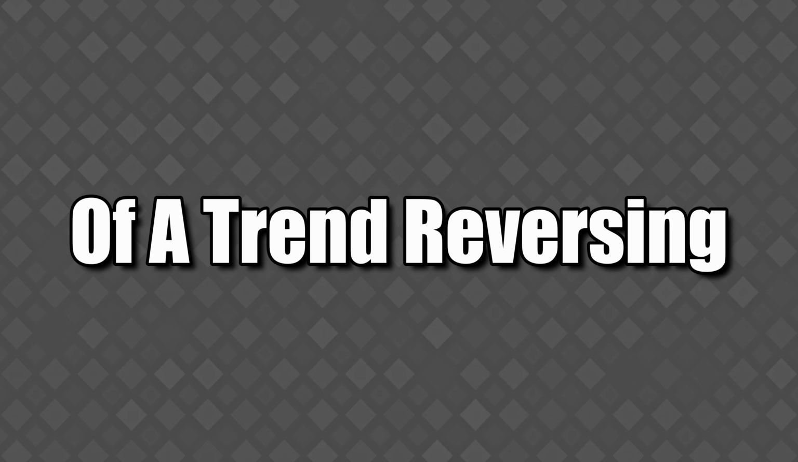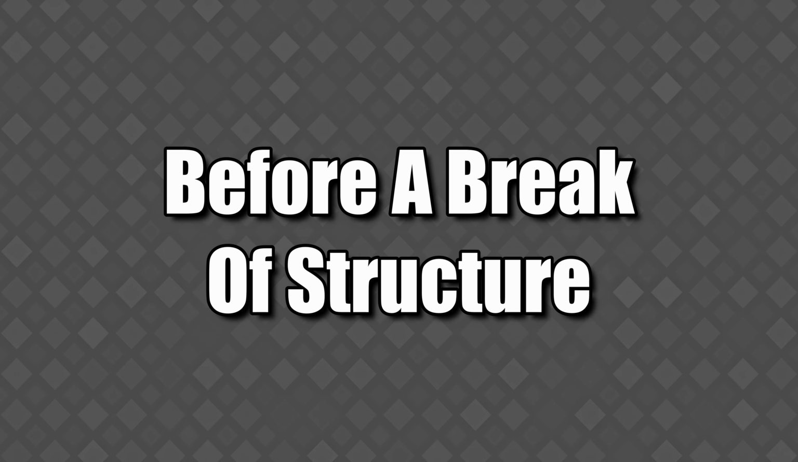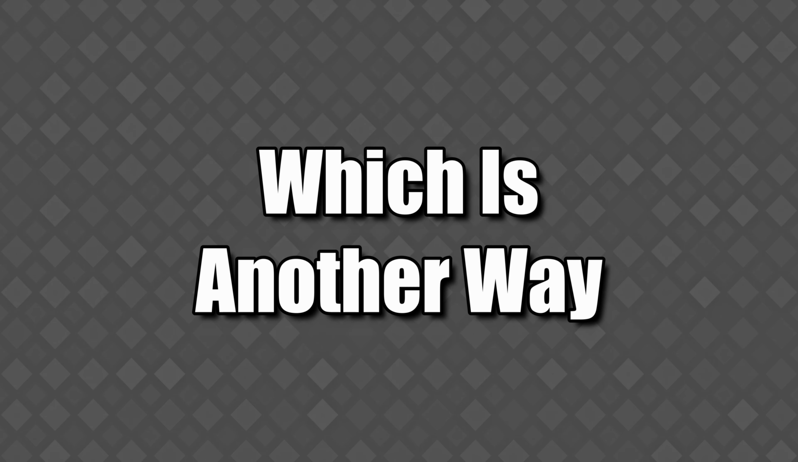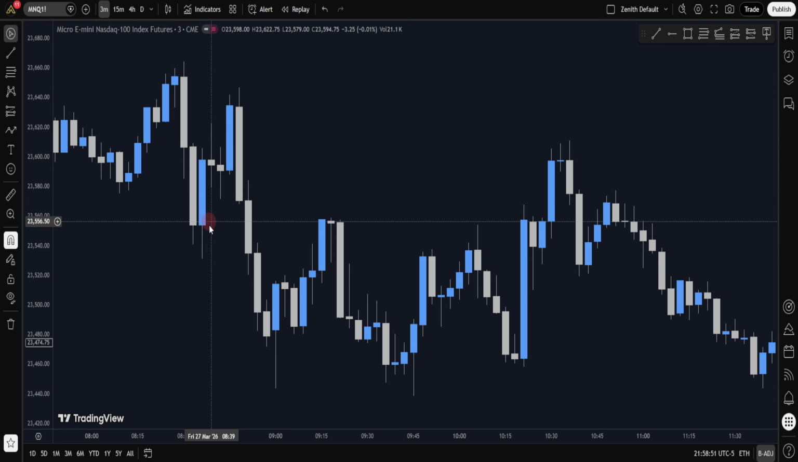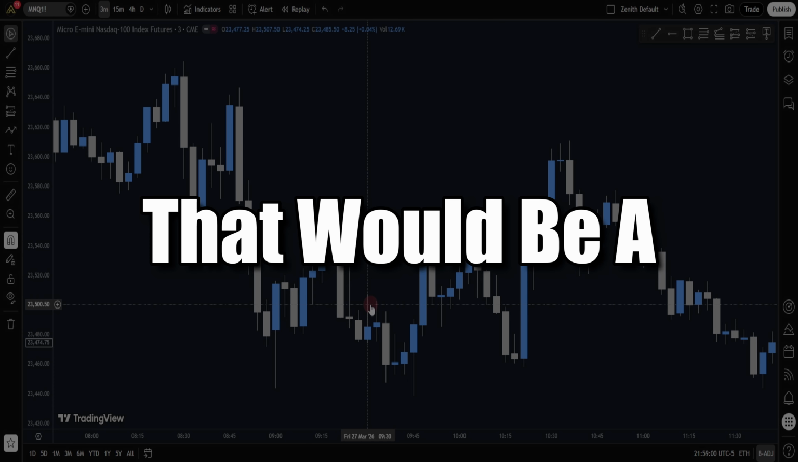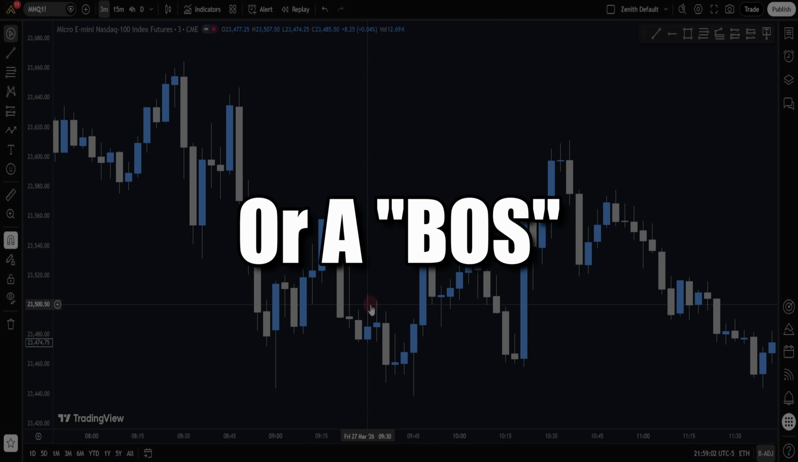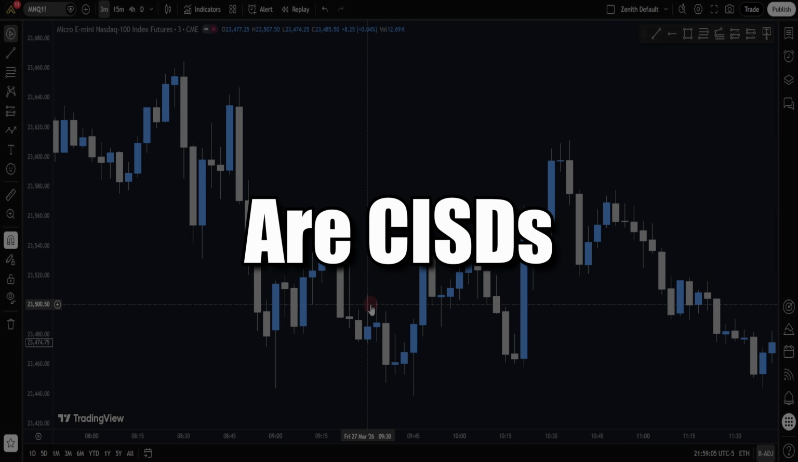A CISD is an earlier sign of a trend reversing. I say earlier because they usually happen before a break of structure, which is another way to identify a trend break. For instance, here price is in a downtrend, creating lower lows and lower highs. Instead of continuing the trend by setting another lower high, it breaks the previous high. That would be a break of structure or a BOS. But not all break of structures are CISDs.